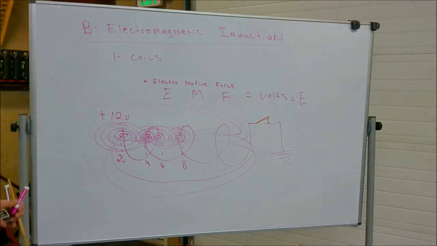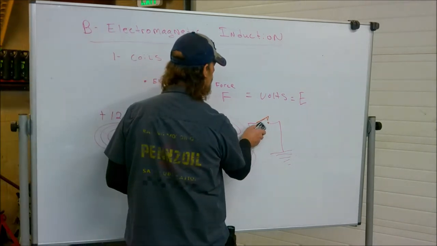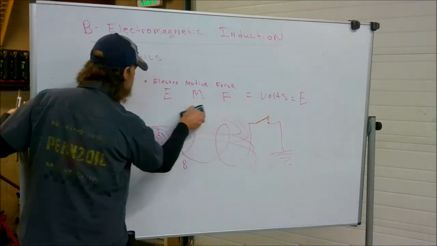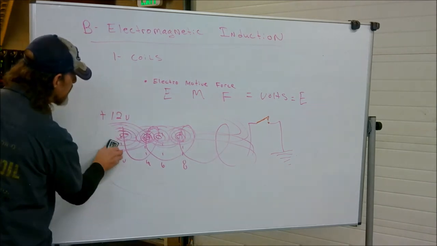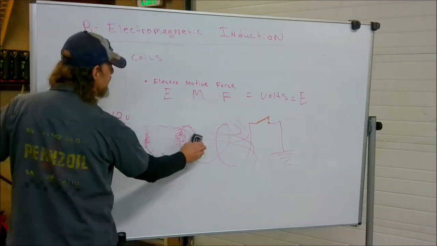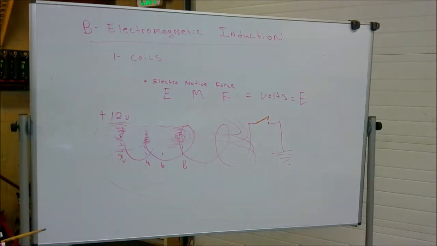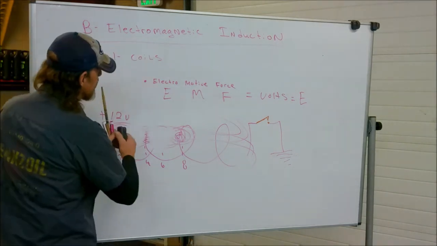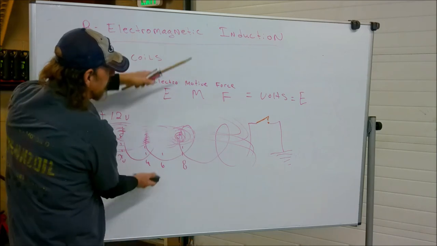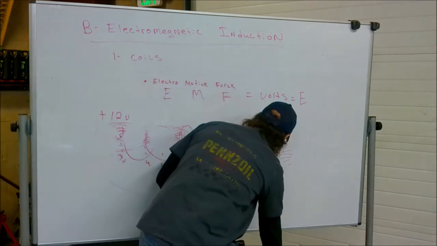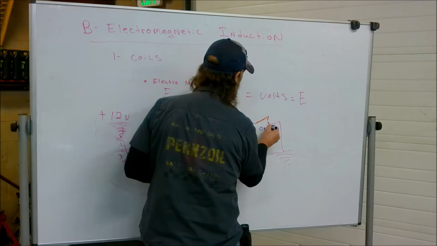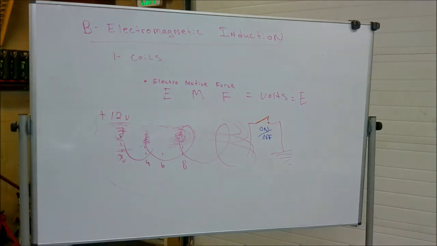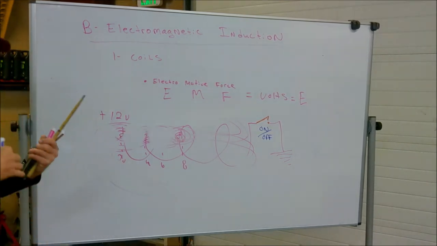Now, we open the circuit back up. When we open the circuit back up, the field collapses. These lines of force start to disappear. These lines of force go away. Now watch what happens here. If I do this, and I make the force go out and in, out and in by turning this on and off, on and off, I create an expanding and collapsing field. Expanding and collapsing field.